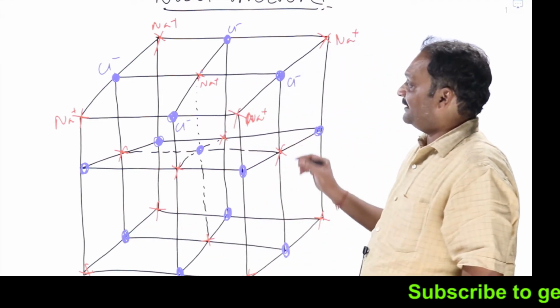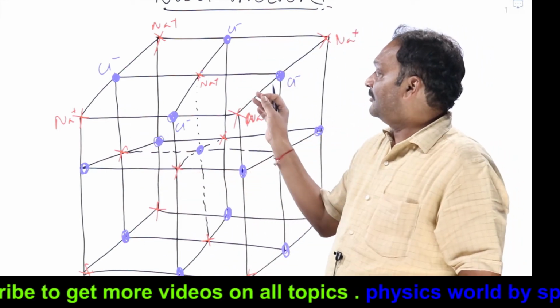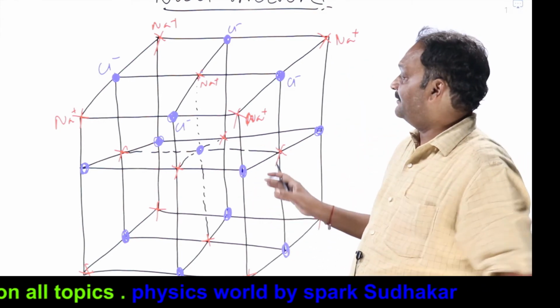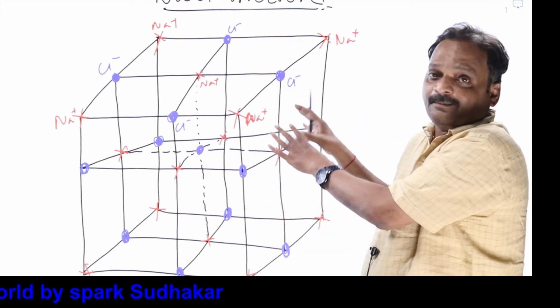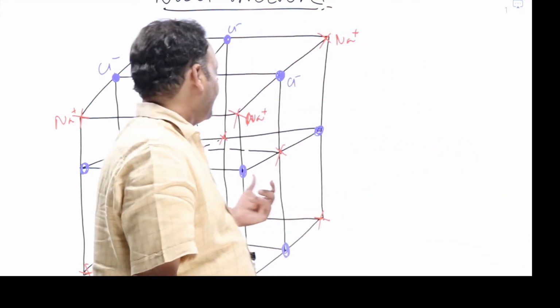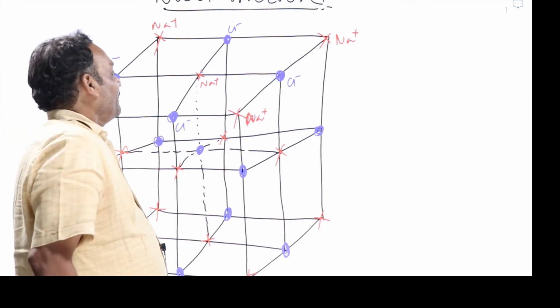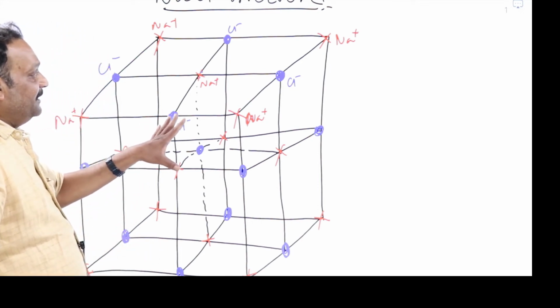Right, so these red cross marks are all Na plus ions. Blue dots are all Cl minus ions. This is our unit cell of common salt or sodium chloride. Anybody who looks at this structure will no longer call it common salt. It is the most uncommon salt. Now this is our actual NaCl structure.